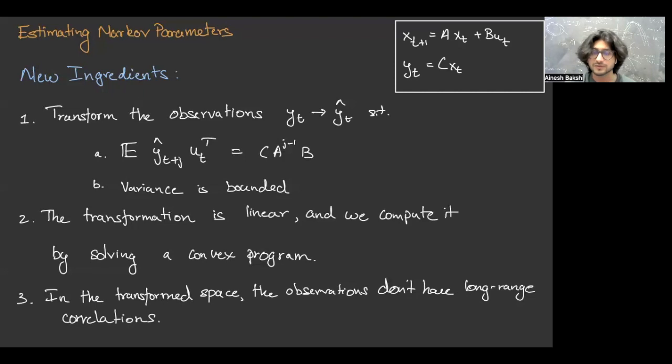We show that this transformation is linear, and we find it in a data-dependent way by solving a convex program. We prove that in the transformed space, the observations do not have any long-range correlation, and therefore we can average over nearly independent copies and obtain an accurate estimator. For further details, I refer you to the technical overview of our paper.